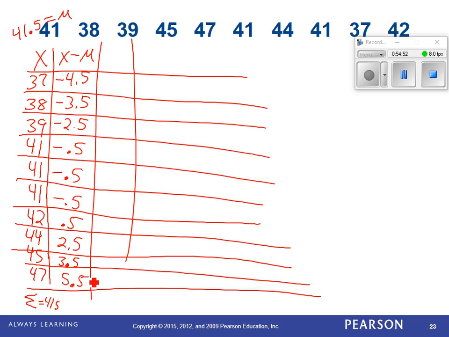Then our next one is our sum of the squares. That's the SSX. That's where you take x minus mu and you square each one. This I can't do in my head. Somebody help me out. What's negative 4.5 squared?